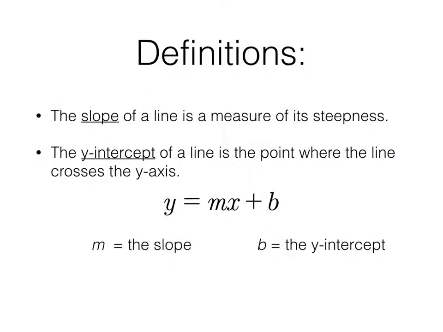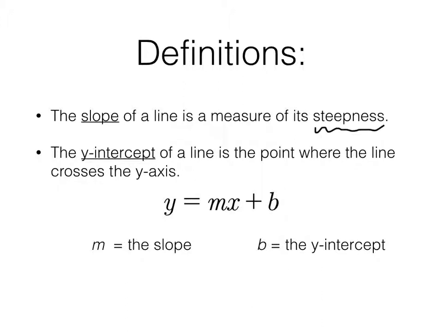Okay. The slope of the line is a measure of its steepness. I'm going to show you an example of that on the next slide because you've got actual graphs to look at. Steepness. That's the key here. That's what slope is. It's how steep that line is. The y-intercept of a line is the point where the line crosses the y-axis. And in this formula, y equals mx plus b, m is the slope, and b is the y-intercept.